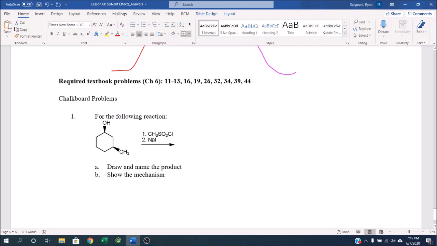This is a two-step process, so you're going to want to stop and address what happens at the end of this first reactant, and then whatever that product is, we're going to then react it with sodium iodide. This compound right here is analogous to tosyl chloride, so you can just go back and check your notes on what you learned about tosyl chloride. It is very similar to it. So you'll draw and name the product and then show the full mechanism for everything that's going on there. And that's a good chalkboard problem. There's two parts to that.